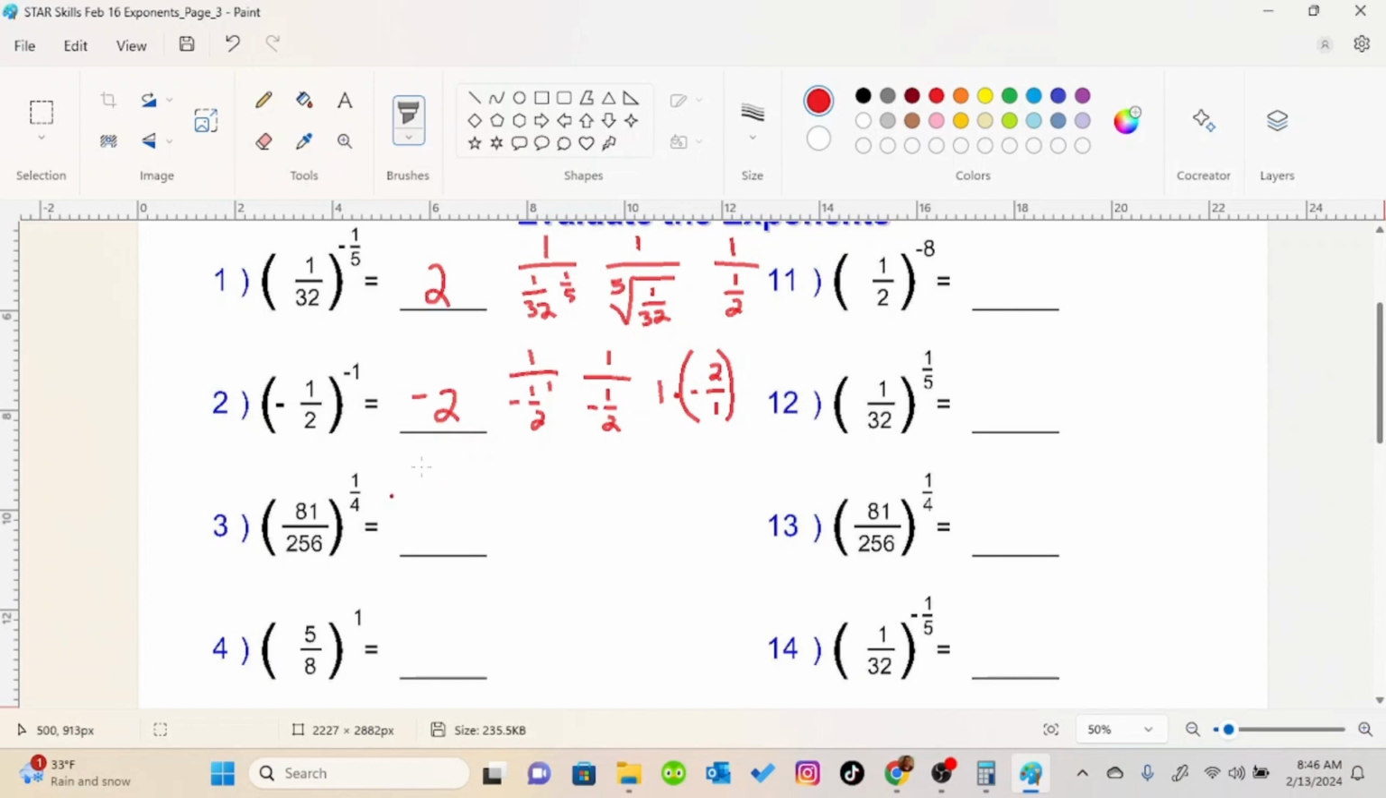Number 3, we have 81 over 256 to the 1/4 power. This means we want the fourth root of 81 over 256. So we need a number that when multiplied by itself 4 times will give us 81 over 256.